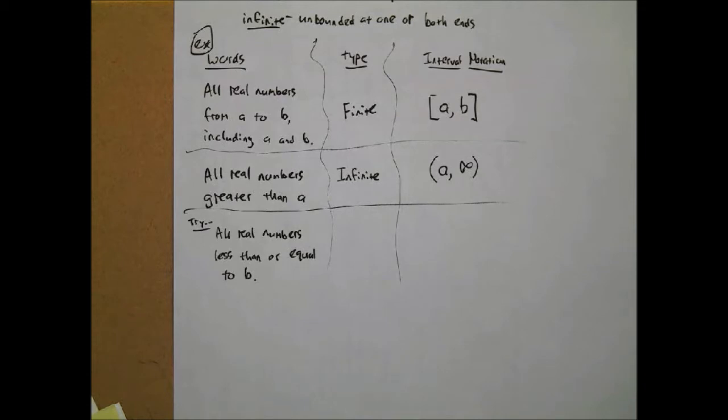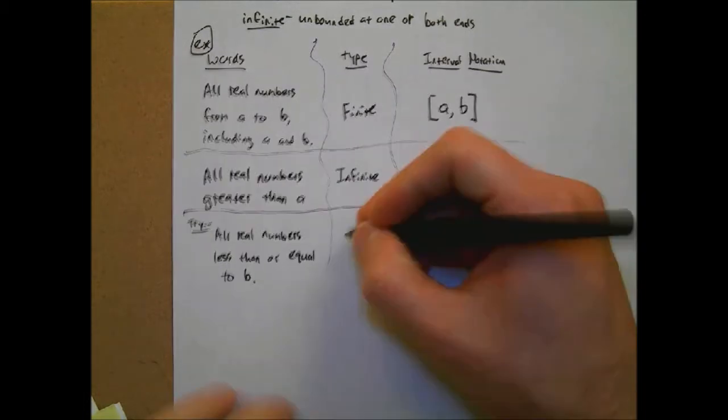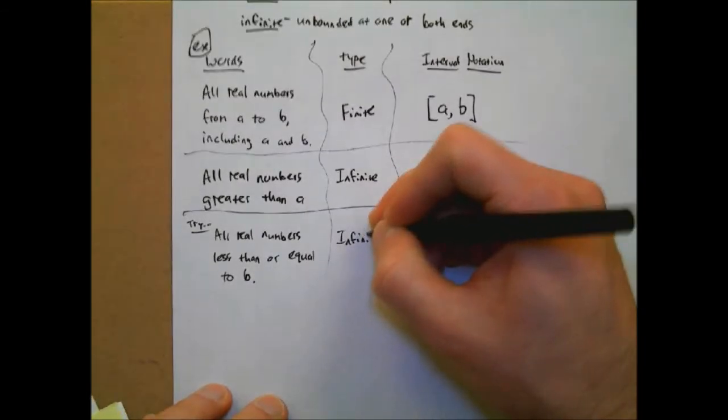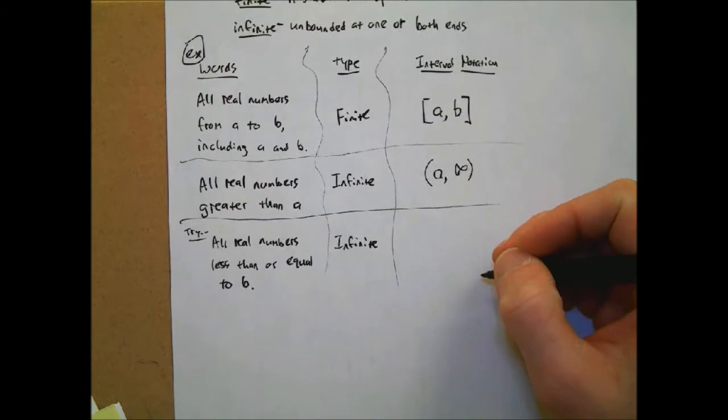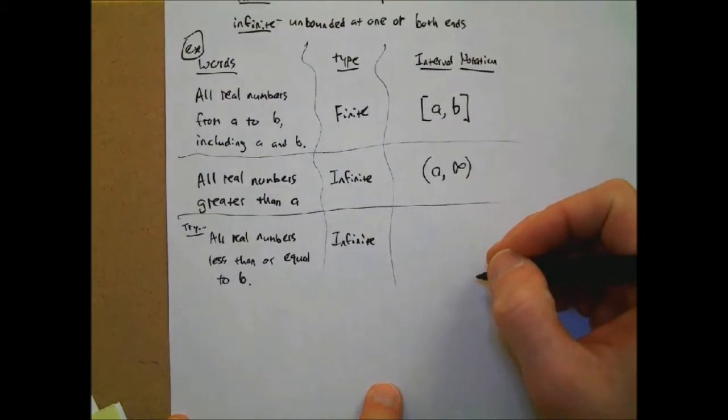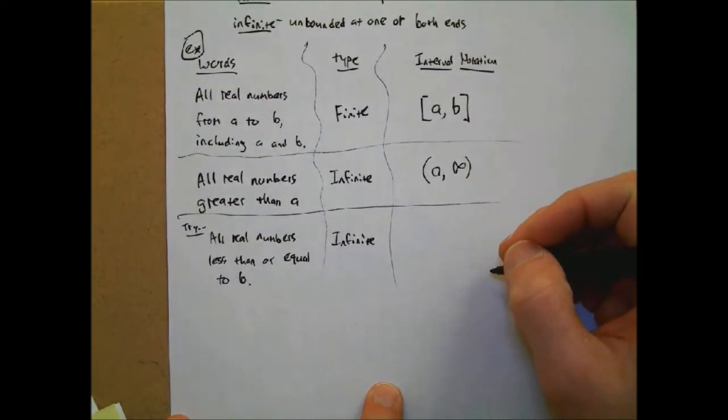Infinite. What gave it away here that it was infinite? It said less than. Uh-huh. All real numbers less than or equal to b there. Yep. Perfect. Yep, it's infinite. Very good. And then were you able to come up with the interval notation then? This one's a little bit trickier, so if you had some trouble, I'll help you out here too.